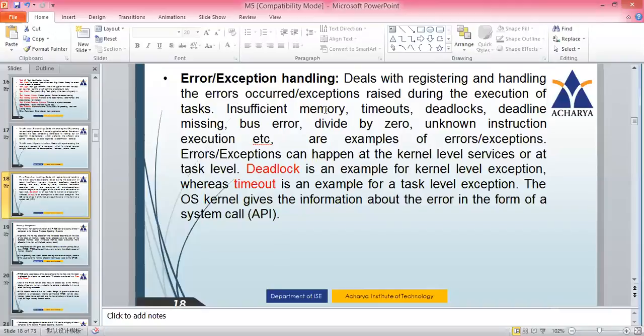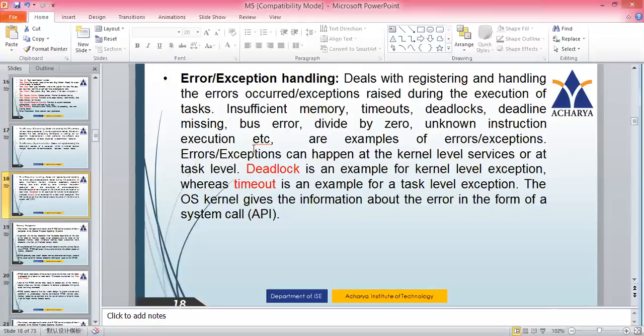So what could be the possible exceptions? Something like insufficient memory, where there is not sufficient memory to put a process. Timeouts, where the system is getting stuck and is not able to come out. Deadlock, multiple processes trying to access a shared resource. Deadline missing, where the process is never ending, maybe in an infinite loop. Bus error, maybe the processes are not getting a bus. Divide by zero, where in the program you have given an instruction to divide by zero, which is infinity, it cannot be handled, so it's an exception.